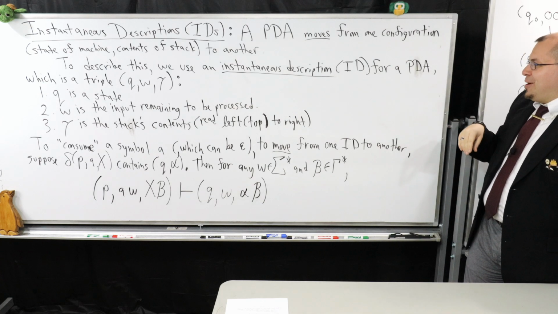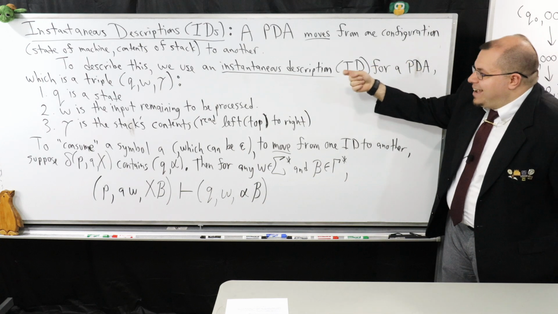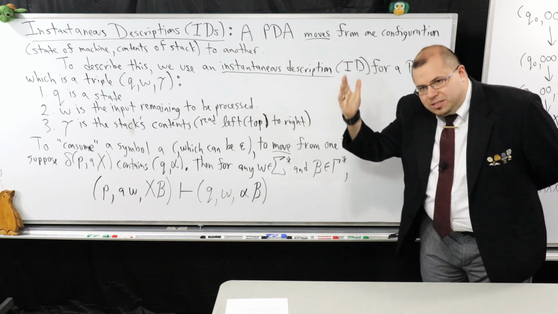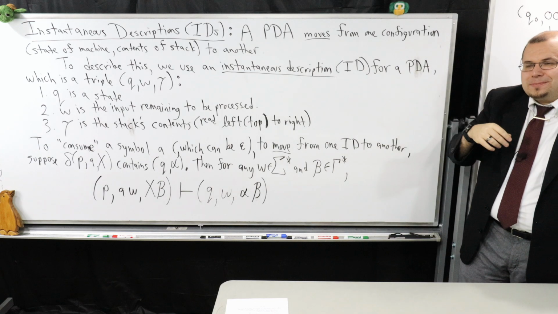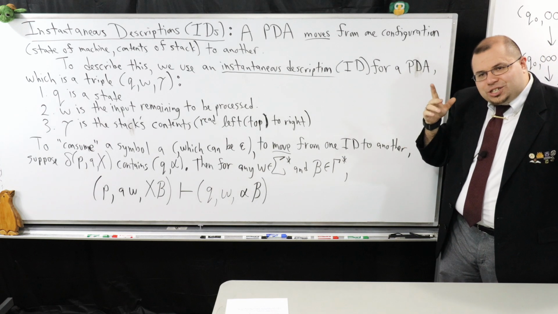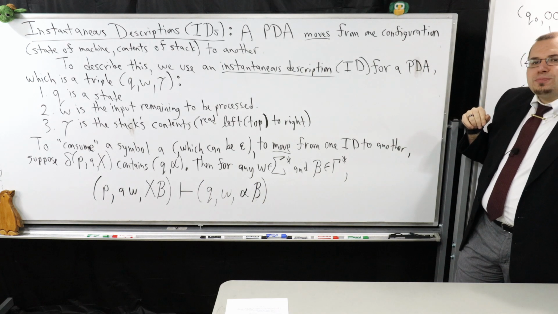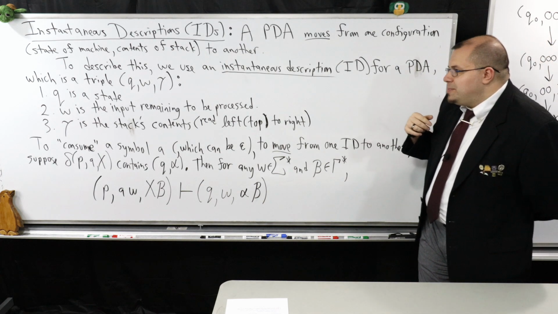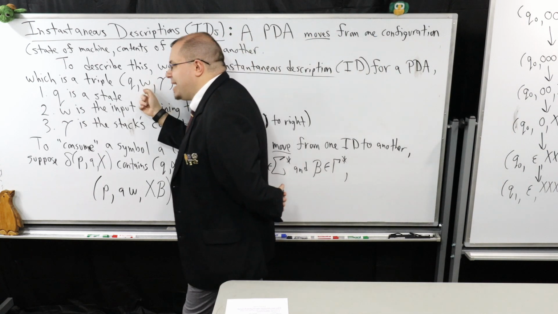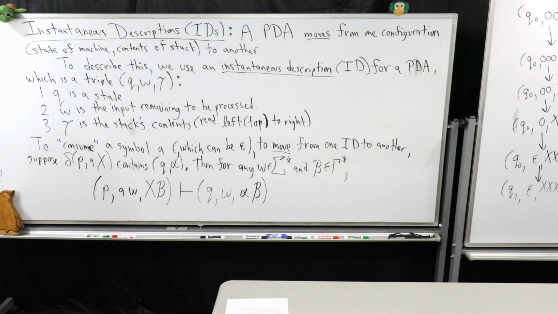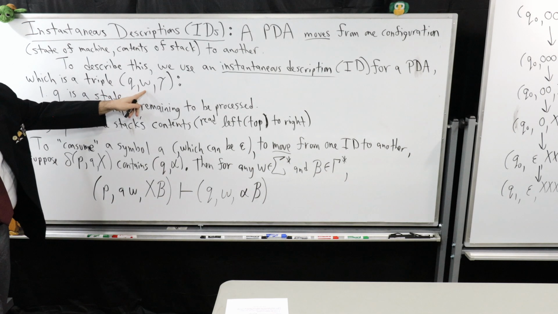So as it's gobbling up these marbles and they get consumed, this w is going to deplete. So just as a question for you, when I finish processing the string, what should be sitting in w for my instantaneous description? I'll give you a hint. It's not w. Remember, it's the input remaining to be processed. So when I'm done consuming all the symbols, what should be sitting here in my instantaneous description?